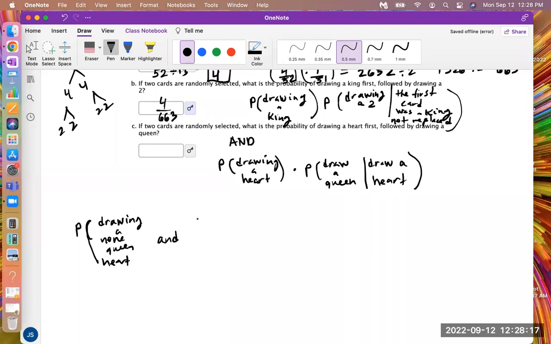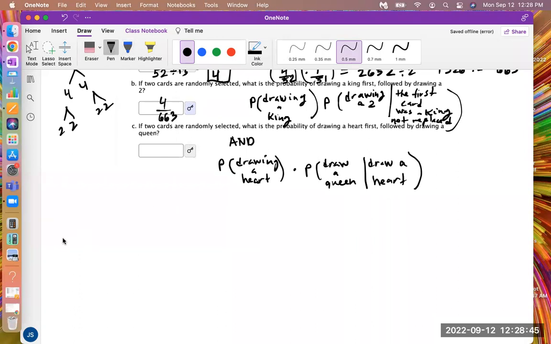Because either one of these would have made us happy, right? I'll erase this. Okay. There are two events here that are going to make us happy, and that is if I draw a heart other than a queen, and then draw a queen. That is going to make us happy, right?